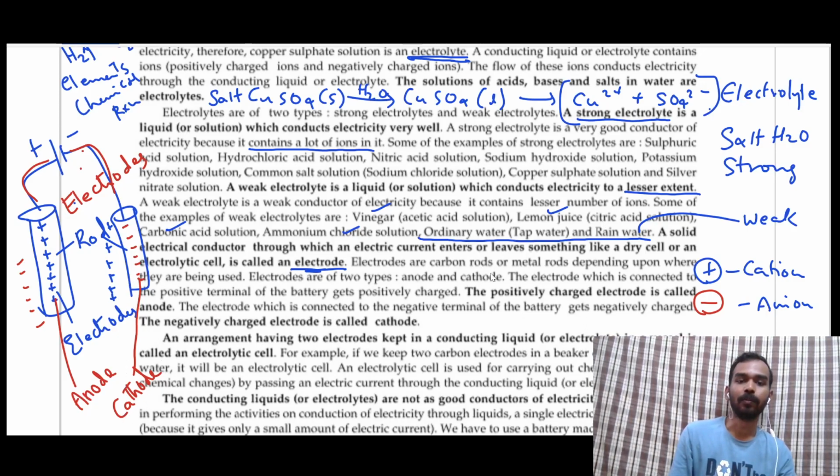So you have different metal rods. It could be metal or non-metal. Non-metal could be carbon. The names are anode and cathode.